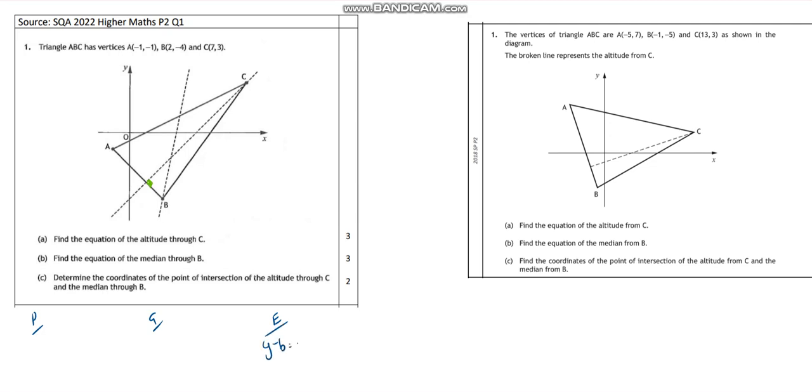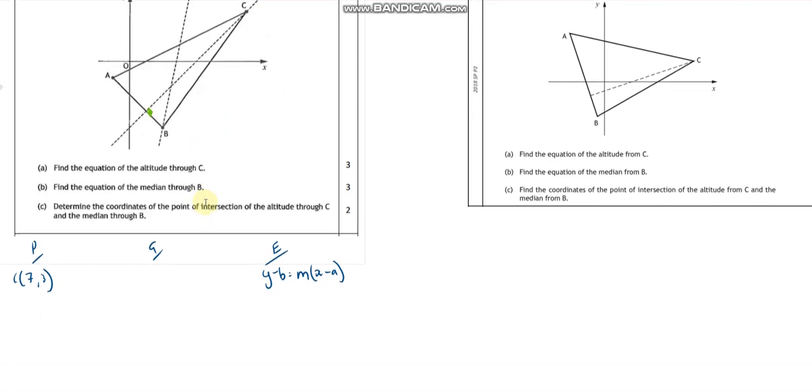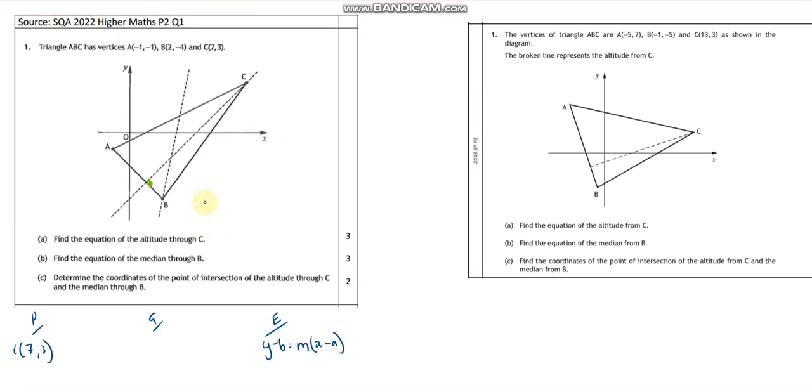Y minus B. The point we've got, we know point C is going to be 7, 3. And I don't know any more points on the line, but I do know this line, AB, is perpendicular to the altitude. So I'm going to work out the gradient AB and then do 1 over. Okay. So I'm just going to write down my points for AB. I'm going to just call them X1 and Y1, X2 and Y2.